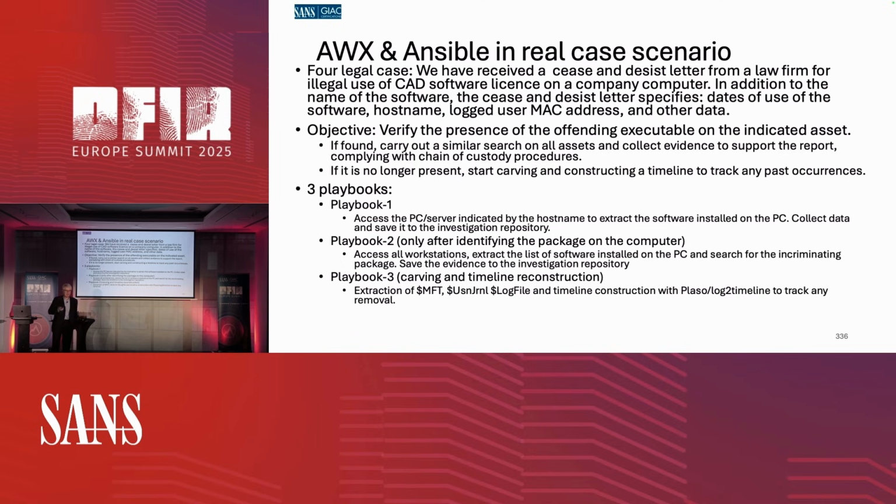If we find evidence that this software has been installed and used, we have to find out if there is another installation in our system. If it is no longer present, start carving and constructing a timeline to track any past occurrences. We can do this with three playbooks. The first one is easy. It is a playbook that accesses the PC indicated by the hostname to extract the software installed on the PC, collect the data, and save it into the investigation repository.